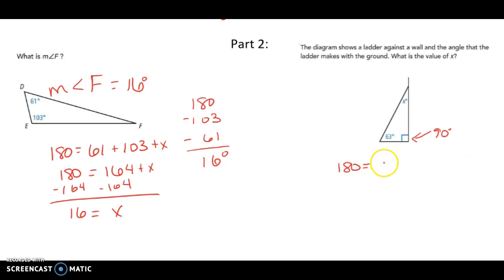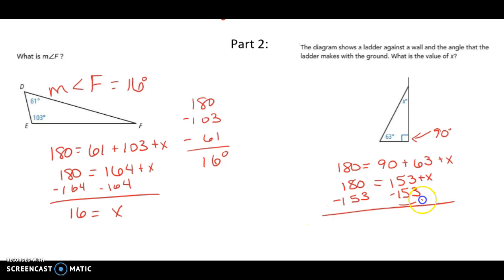I have 180 equals 90 plus the 63 plus the x. So you're going to go ahead and work that through. 90 plus 63 is 153 plus x equals 180. Subtract out the 153. Once again, we're looking for those to cancel. Then I have 180 minus 153 and I get that x is 27 degrees.